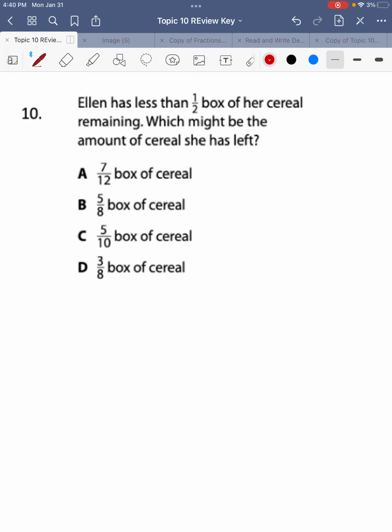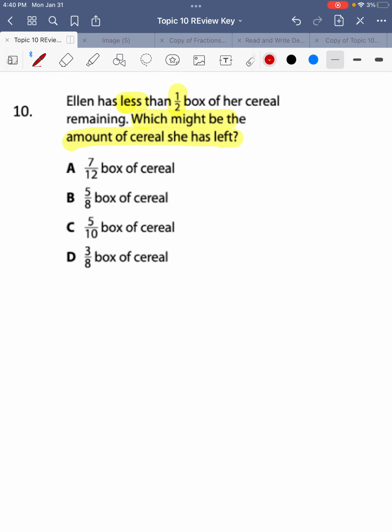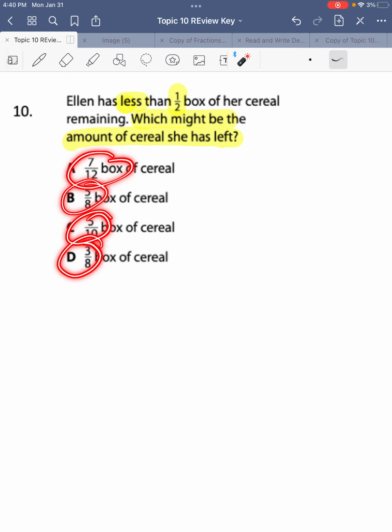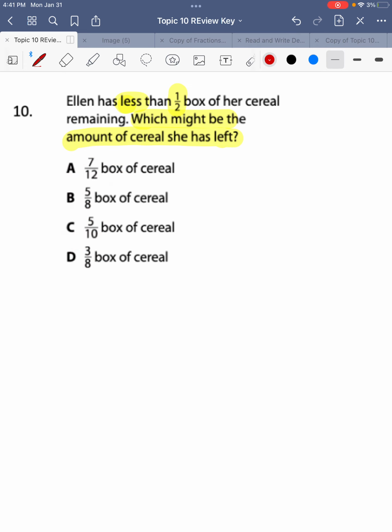Last one, number 10. Number 10 says, Ellen has less than 1/2 box of her cereal remaining. Which might be the amount of cereal she has left? So they're telling me that she has less than 1/2. I need to find which fraction here, A, B, C, or D, is less than 1/2.